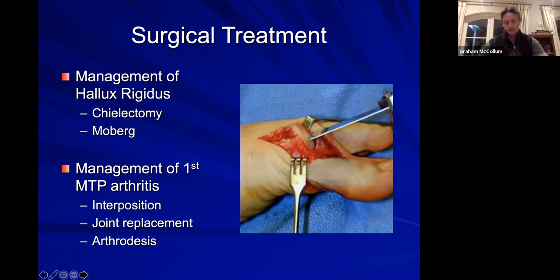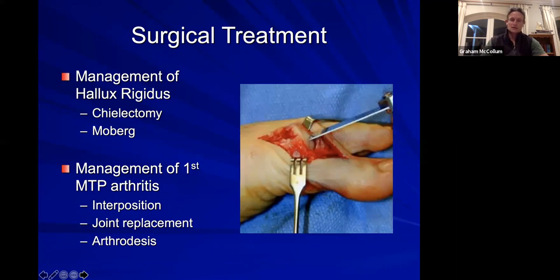The joint preserving options are a little limited, with cheilectomy being the most prominent, which entails removing the dorsal third or dorsal quarter of the metatarsal head to improve that cam type impingement as the phalanx clears the metatarsal head, so it goes over the top, and also to take away that area of exposed subchondral bone, because that's where the articular cartilage is missing. And then obviously secondarily to improve the range of motion.